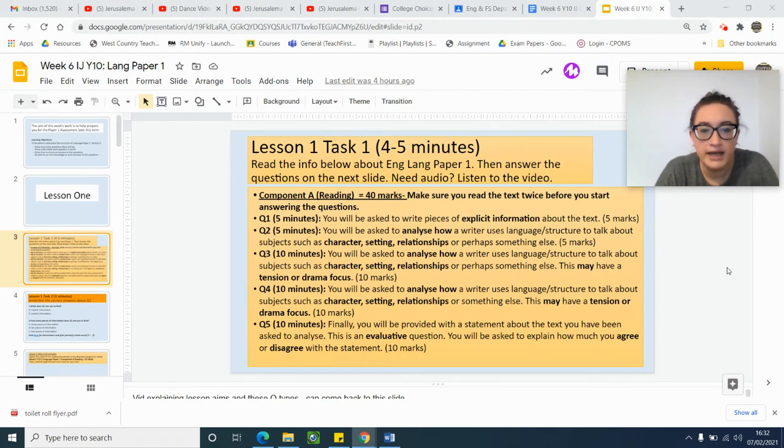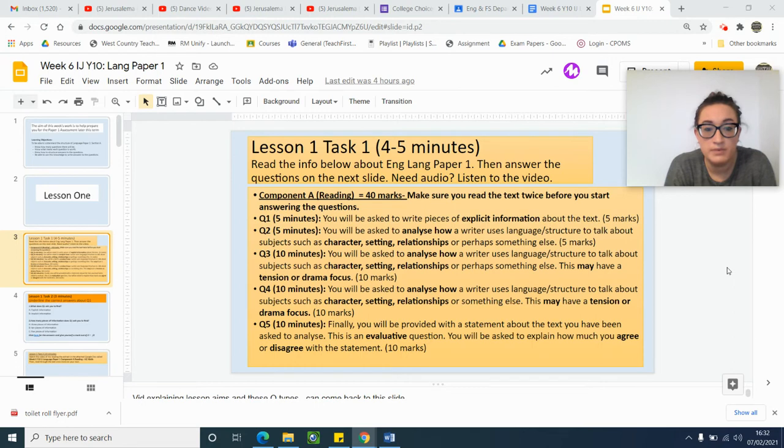So component A is reading and it's worth 40 marks. So it's 5 questions that break down into those 40 marks. You need to make sure that you read the text twice before you start answering the questions. Question 1, you should take roughly 5 minutes for. You will be asked to write pieces of explicit information about the text. You're usually asked to find 5 facts about this character, or what do you learn about this setting, that kind of thing. And that's worth 5 marks.